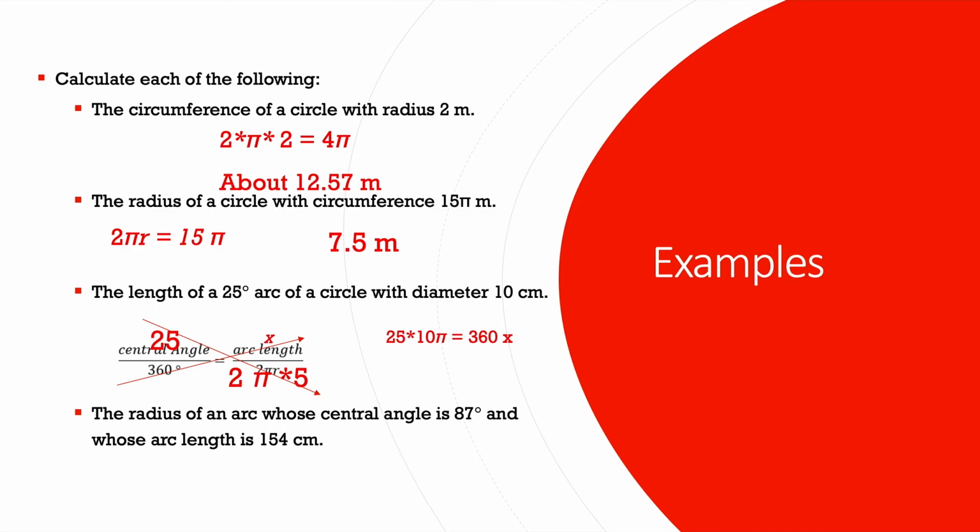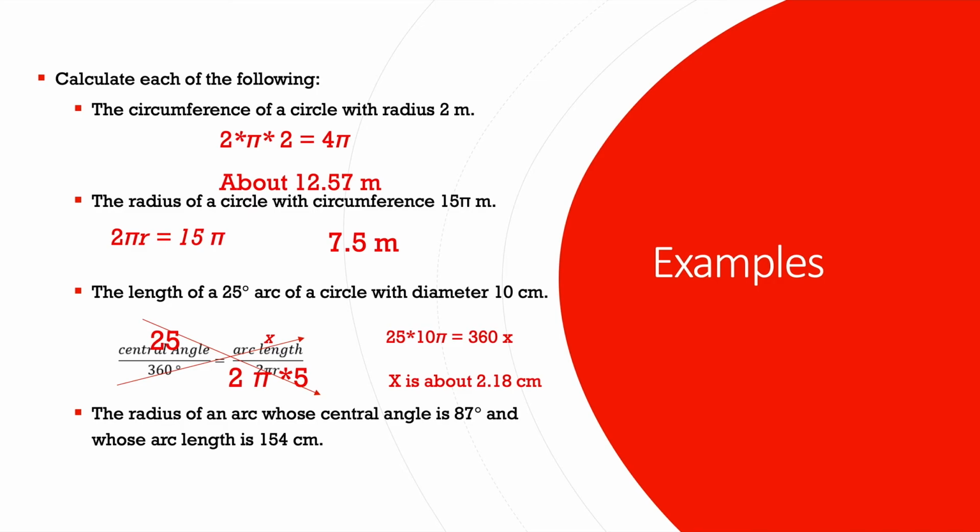Now, to do a little bit of algebra, to solve for x, we need to get rid of multiplying by 360. So we divide both sides by 360, and we get that x is approximately 2.18 centimeters. So the arc length is just over 2 centimeters for a 25-degree angle. That's a pretty small angle if you think about it. Like not a very big slice of pizza, and our arc length is 2.18 centimeters.